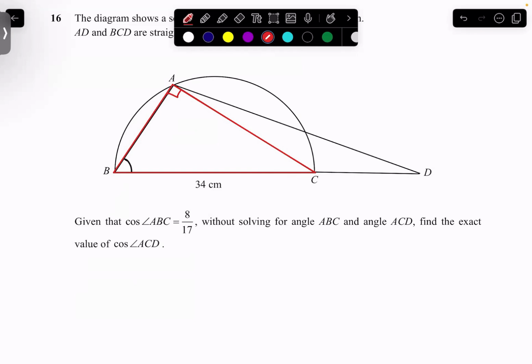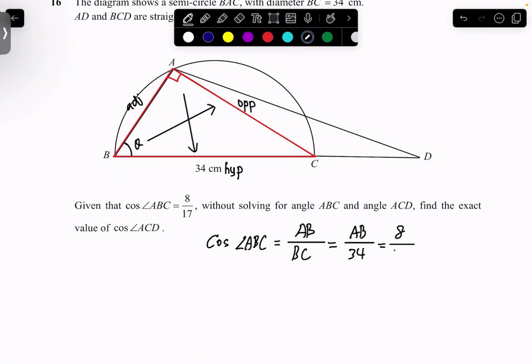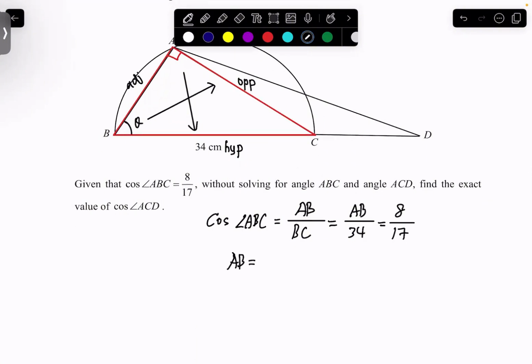Now this angle is theta, cosine ABC. From this angle's perspective, this is the opposite. This is the hypotenuse, because it is opposite the right angle, which means that this is the adjacent. So cosine ABC is adjacent over hypotenuse, and it's 8 over 17. But based on what we observe, cosine angle ABC should equal AB over BC, which is AB over 34. And it equals 8 out of 17, which tells me that AB must be equal to 16.